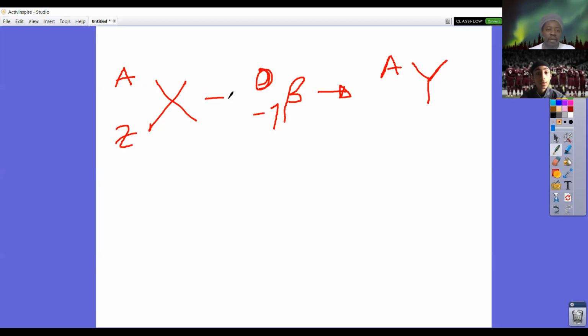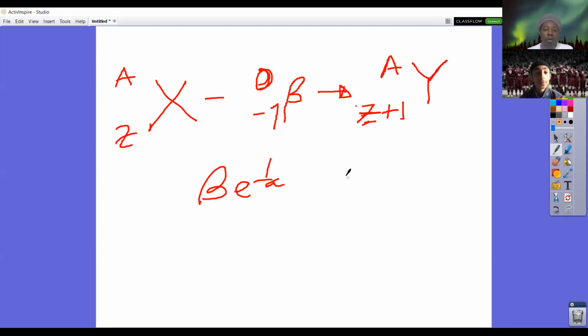Z minus 1. What does that give you? Z plus 1. Good. So beta decay increases the atomic number, but leaves the mass number unchanged. Okay? And this will be for beta decay.